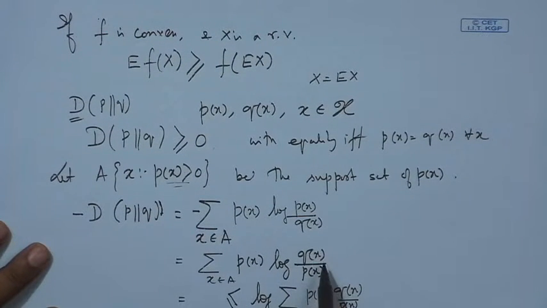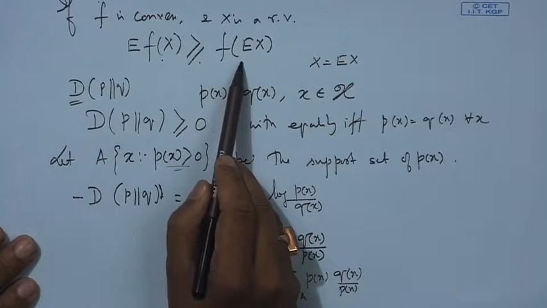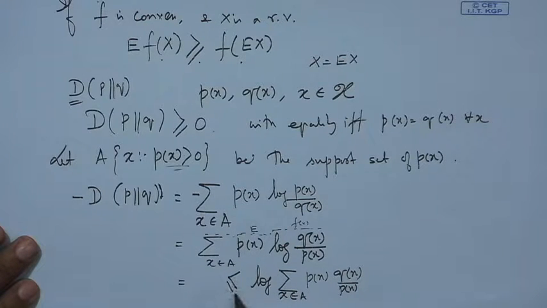Now for convex functions, we have E of f(X) is greater than or equal to f of E(X). This E is basically the expectation operation of f(X), right? So for convex functions it is greater than, but for concave functions it is the reverse, it is less than. So log of E of X: log is the function, and the expectation moves inside. So now it is straightforward, p(x) cancels.